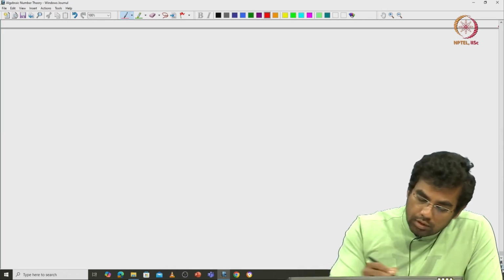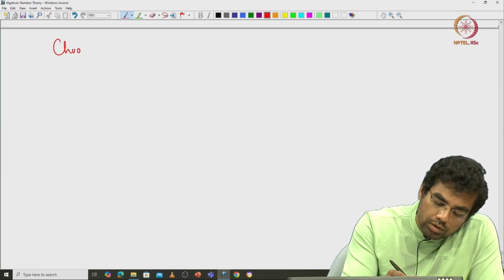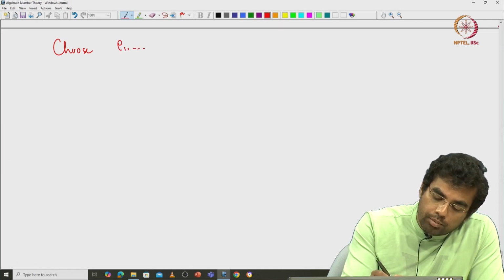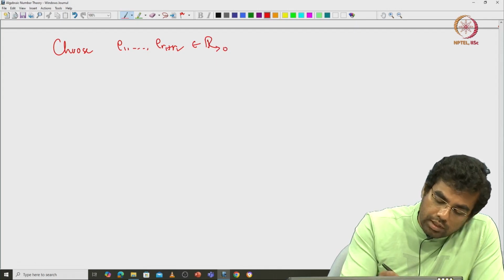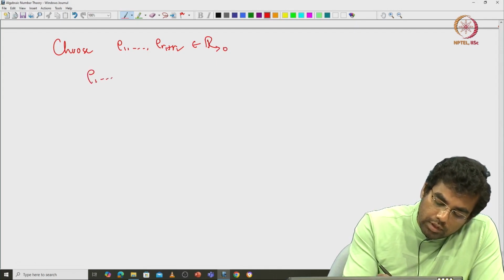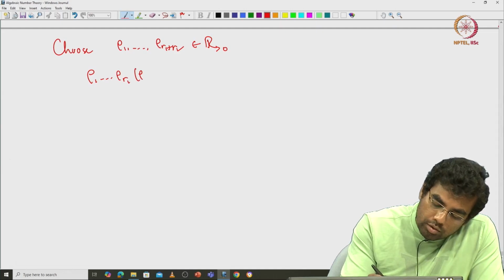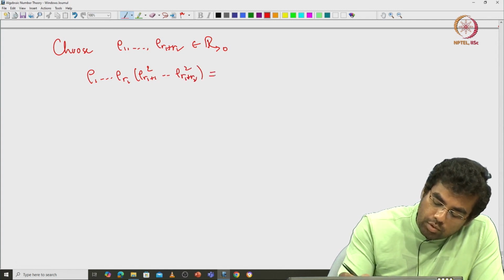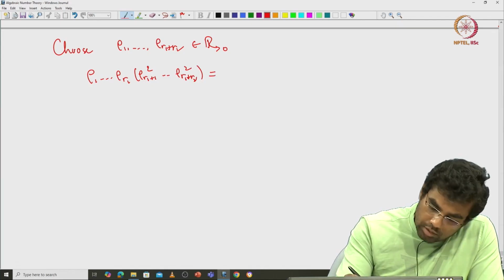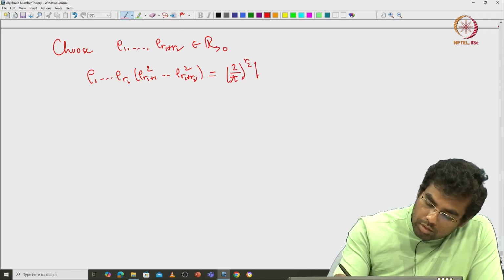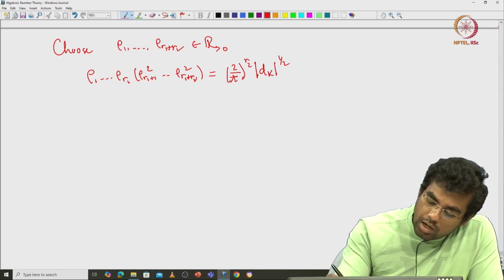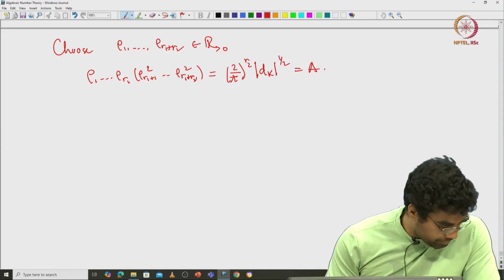And to do that, we choose rho 1 up to rho r1 plus r2 in the set of positive real numbers, such that rho 1 up to rho r1, times rho r1 plus 1 squared up to rho r1 plus r2 squared, this quantity we called A, has to be (2 over pi) to the r2 times the modulus of the discriminant to the half. This quantity was called A.